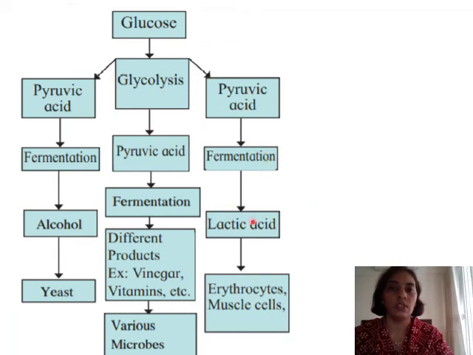Similarly, the glucose molecule undergoes glycolysis giving rise to pyruvic acid and brings about fermentation. Lactic acid, as we have studied in case of muscle cells, is formed if muscle cells respire anaerobically. Erythrocytes, that is RBCs, which lack mitochondria, also respire anaerobically. So with this, we come to the end of anaerobic respiration.